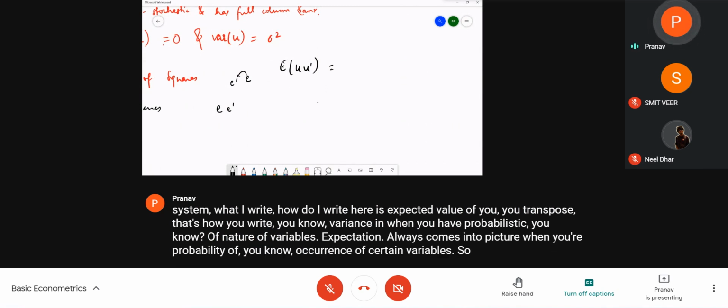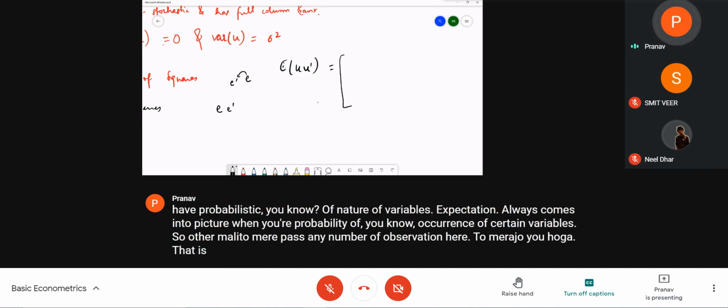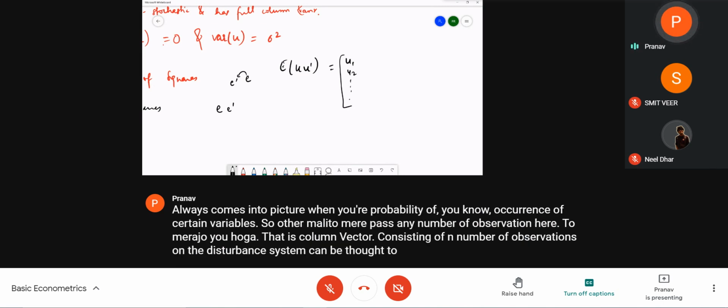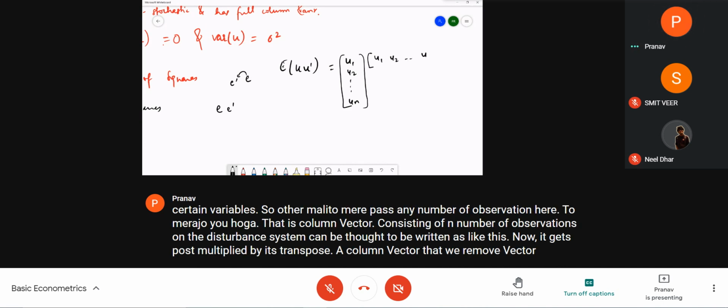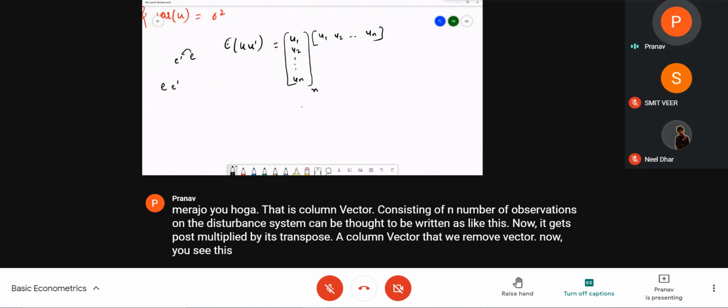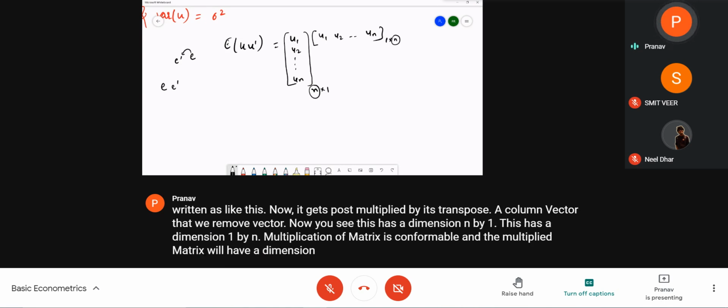So if I assume I have n number of observations, then my u, that is a column vector consisting of n number of observations on the disturbance system, can be thought of as written like this. Now it gets post multiplied by its transpose. This was a column vector, so this will become a row vector. Now you see this has a dimension n by 1. This has a dimension 1 by n. Multiplication of the matrices is conformable, and the multiplied matrix will have a dimension n by n. So it will be a square matrix and it will also be a symmetric matrix.